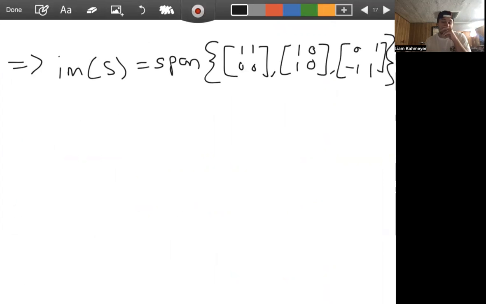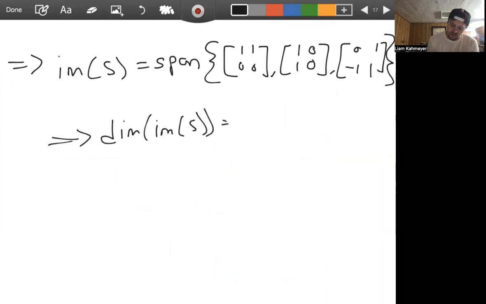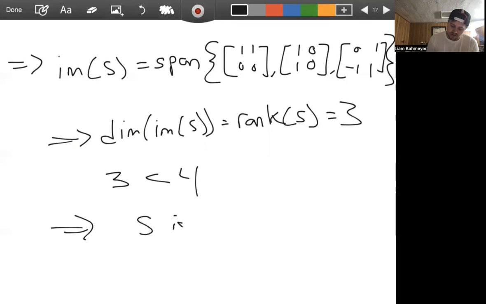It is not hard to show that these are linearly independent. Therefore, this is a basis, which implies that the dimension of the image of S, which is the rank of S, is 3. 3 is less than 4, which implies S is not onto. So there's an example of showing how you can compute surjectivity and injectivity purely from this rank and nullity standpoint. Okay, so I think I'll stop here.